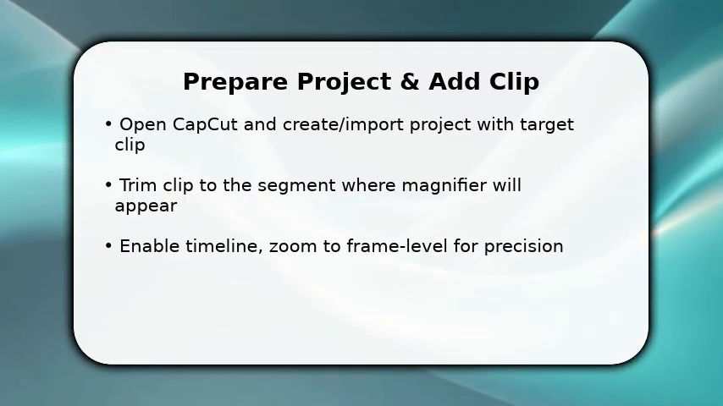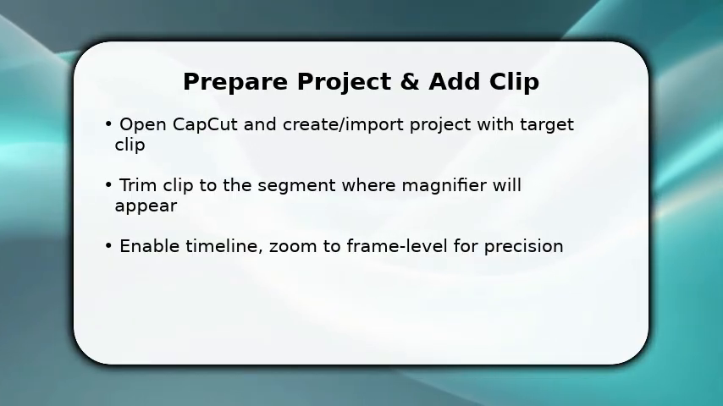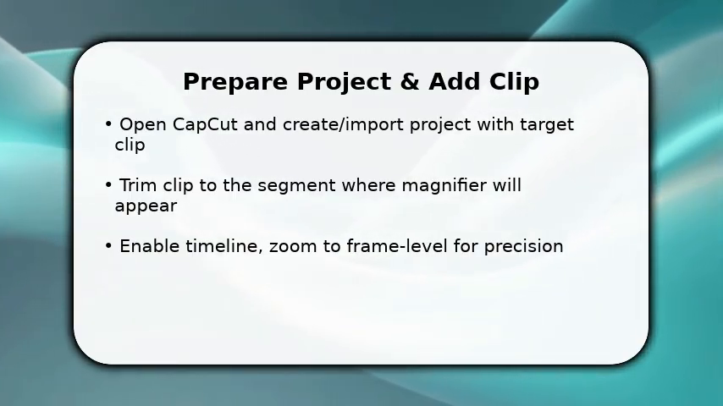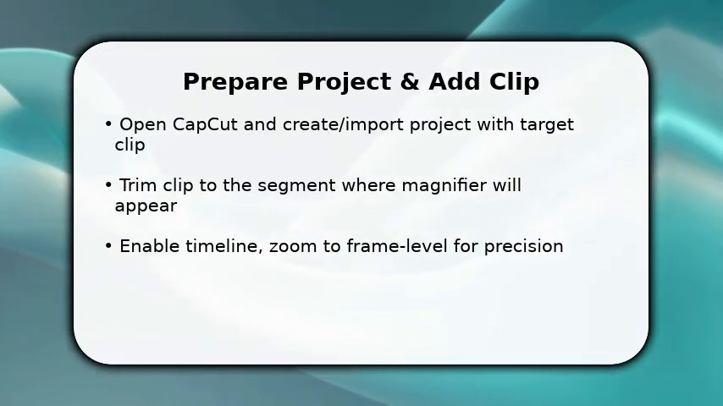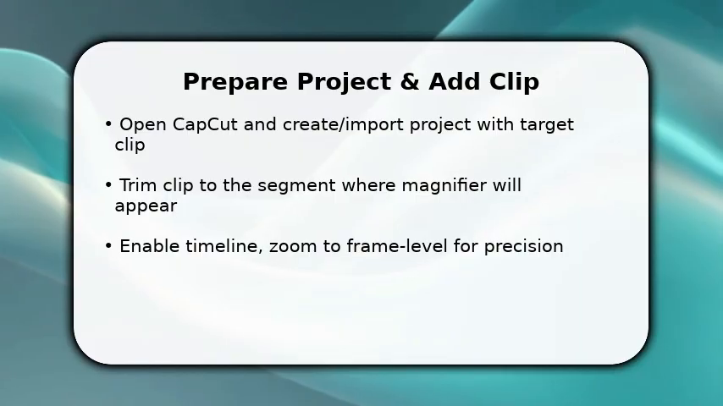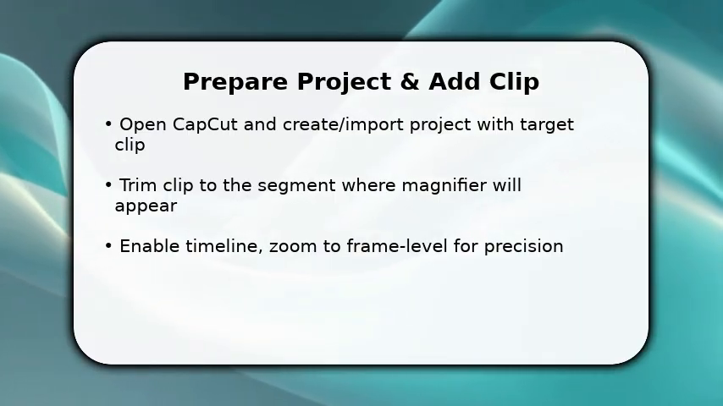You start by importing your footage and locating the exact moment where you want a magnifying effect. Trim to that segment for faster editing. Once the clip is isolated, make sure timeline zoom is increased so you can place effects precisely.